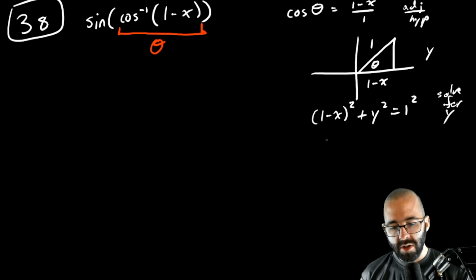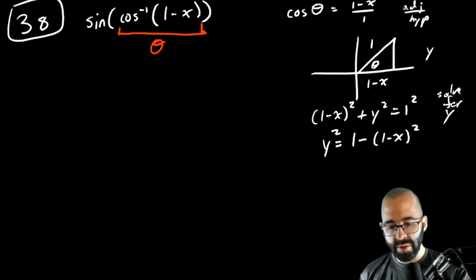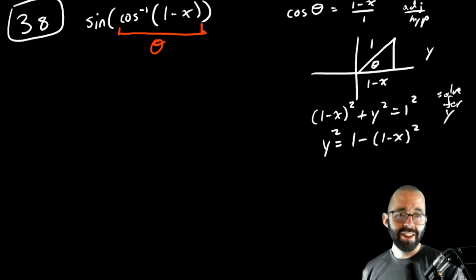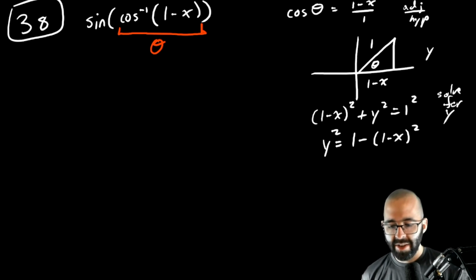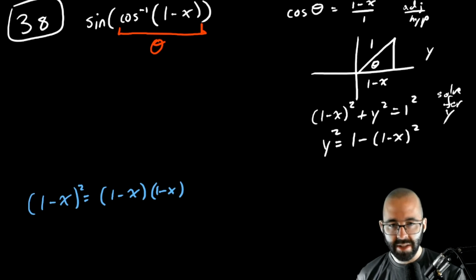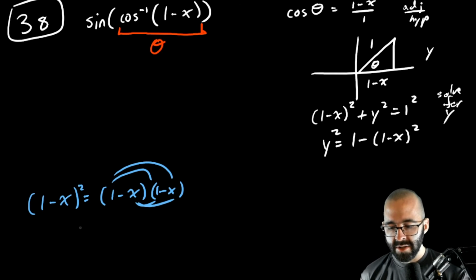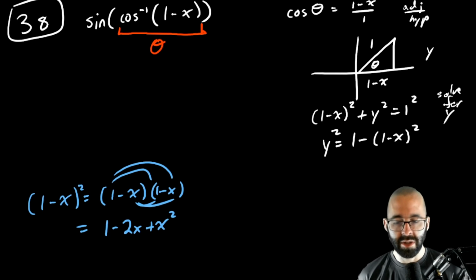So we need to subtract this over. We're going to get y squared is equal to 1 minus x squared. And we need to simplify. So off to the side real quick. We need to FOIL out 1 minus x squared. That's 1 minus x times 1 minus x. First, outer, inner, last. That's what FOIL means. There's also a shortcut, but either way, it's going to be 1 minus 2x plus x squared when you simplify it all out. Let me know if you have questions about that.